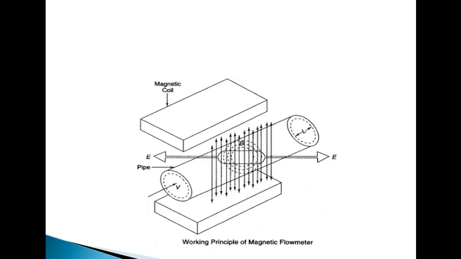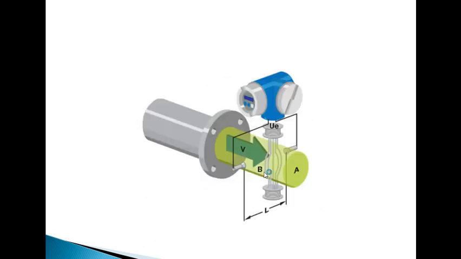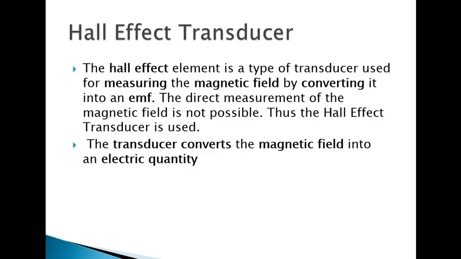The conductor is cutting the flux inside this pipe, and due to that voltage is generated. If you see this diagram, these electrodes are measuring the induced voltage, which is due to Faraday's law of electromagnetic induction. So this is the flow meter that we have seen. What is next?